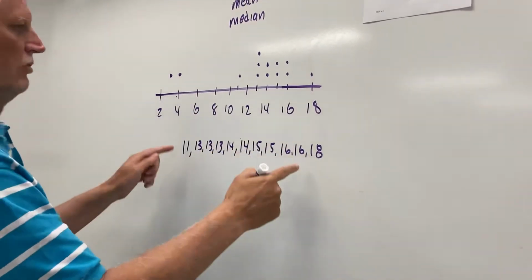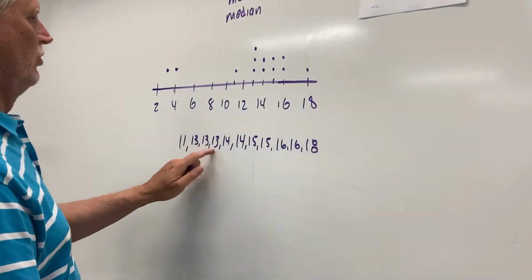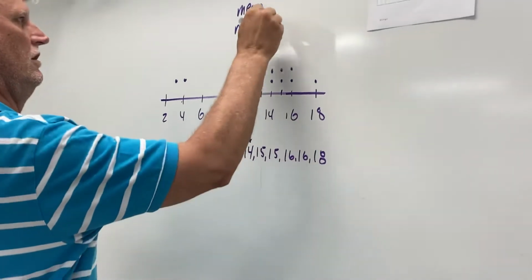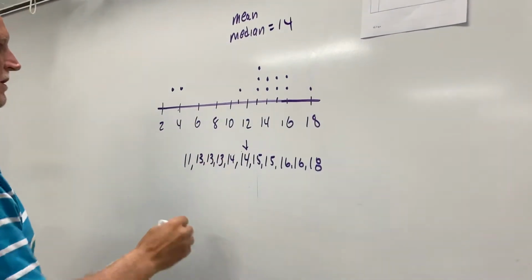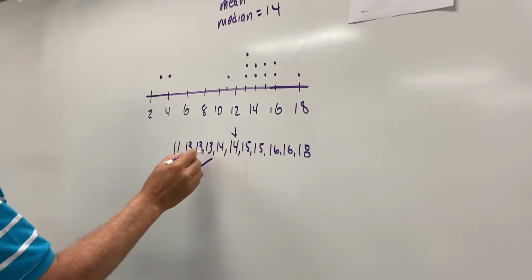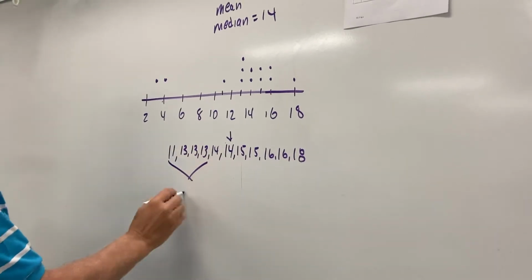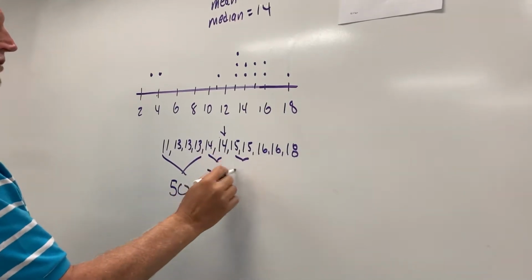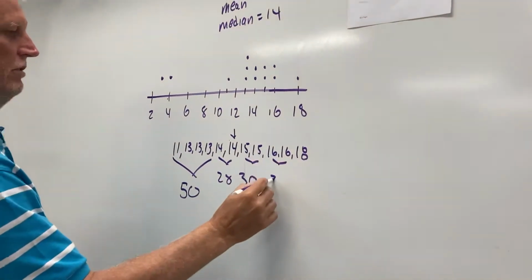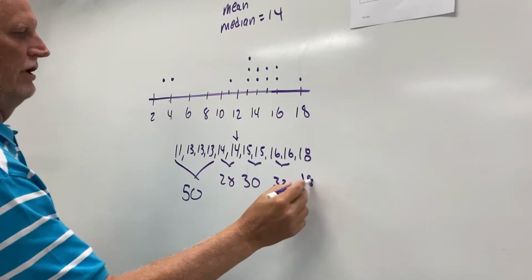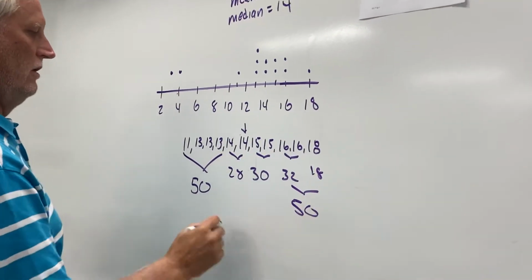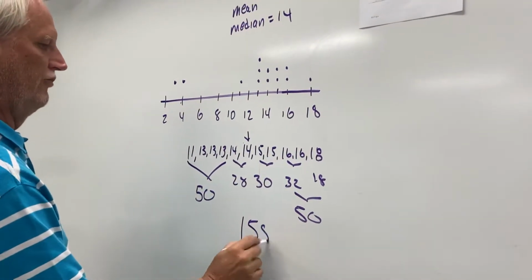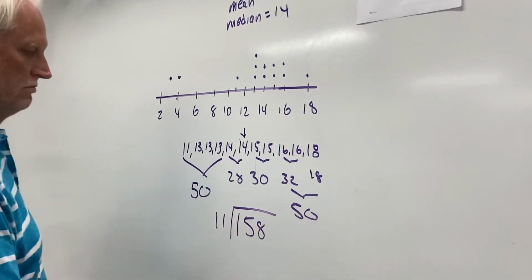So before we start messing with these, we're just going to count in 1, 2, 4, 5, 1, 2, 3, 4, 5. So I know that my median is 14. So if I add these 4 up, I know that 39 plus 11 is going to be 50. I know this is going to be 28, this is going to be 30, this is going to be 32. And 32 and 18 is also 50. So then 50 plus 50 plus 58 is going to be 158 divided by 11.